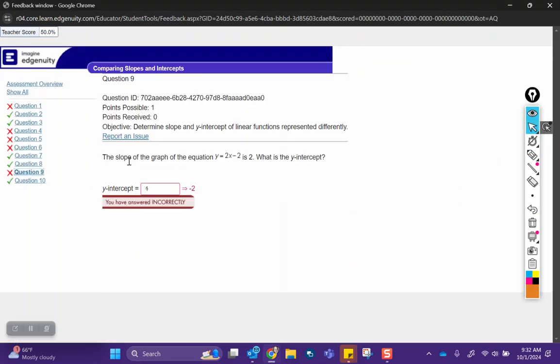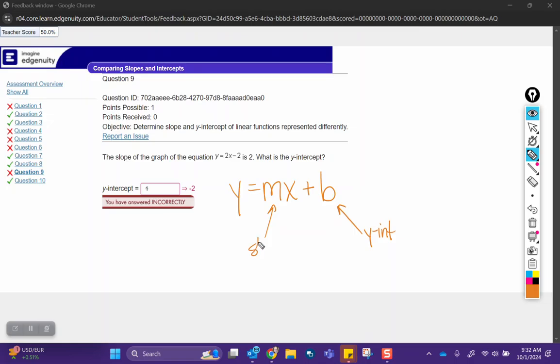Question 9, the slope of the graph is 2. What's the y-intercept? You put 1. There's not even a 1 in the equation. In slope-intercept form, y equals mx plus b. This is your y-intercept. This is your slope, the number that's in front of x, always. So here in the back we have a -2, which makes our y-intercept -2.